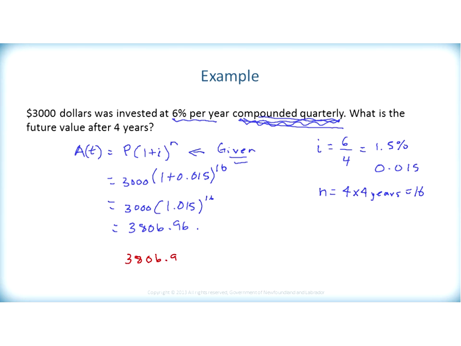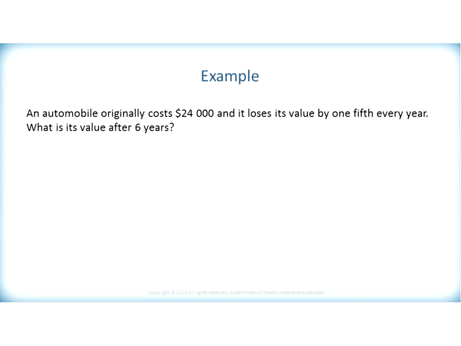Now if I were to ask how much interest was gained, you can say that, well, the future value, subtract what was initially invested, that will give you $806.96 gained in interest over the 4 years. So that's another possible question you could get.